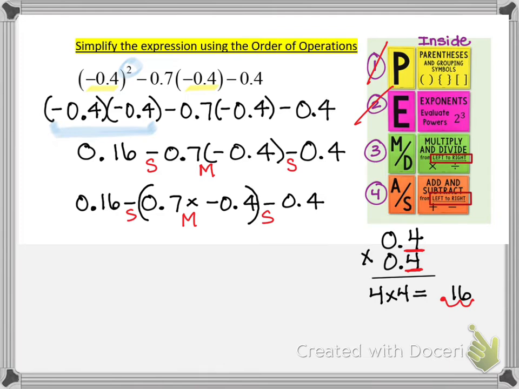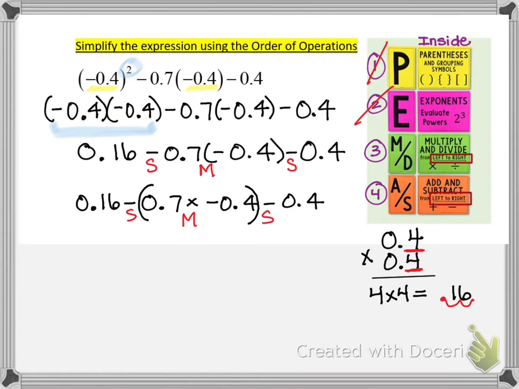So clearly I want to do the multiplication first. So that's why I've put parentheses around the 0.7 times the negative 0.4. So I'm going to be subtracting the product of 0.7 times negative 0.4. So I'm multiplying a positive number times a negative, so I'm going to get a negative value.